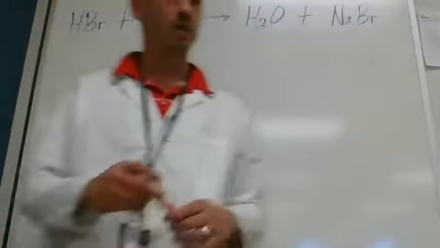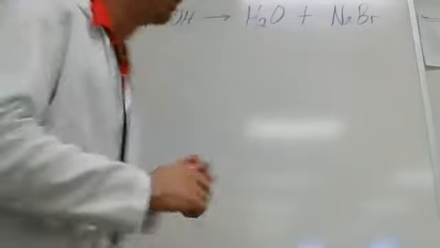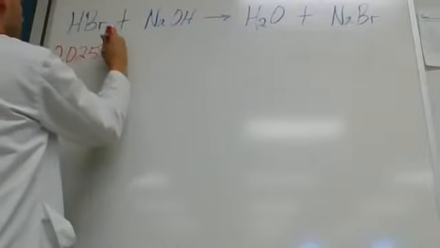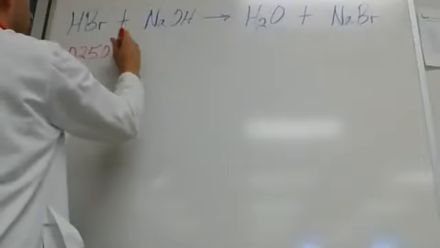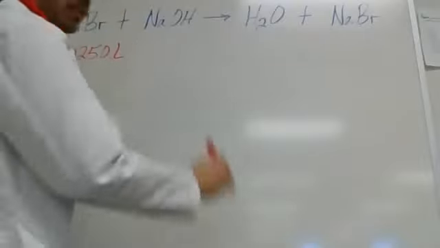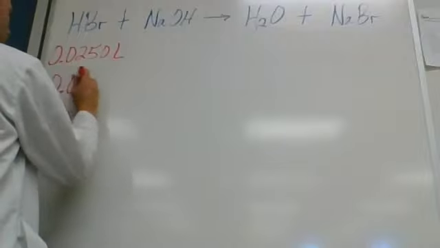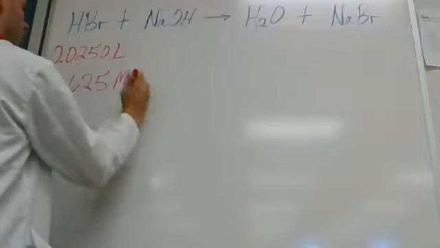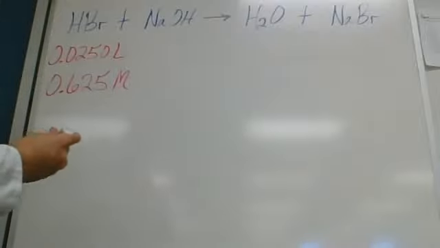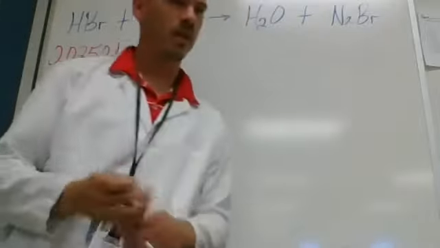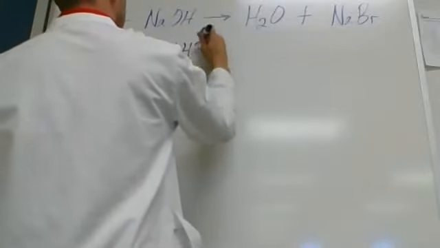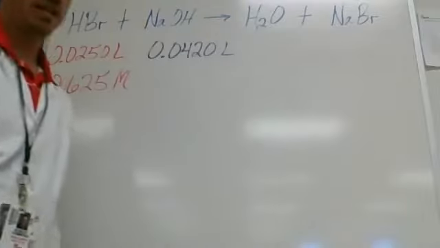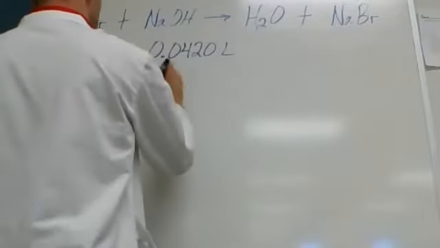Now, let's pull the numbers out. The acid is 25 milliliters, and that is at 0.625 molar. The base is 42 mils at 0.352 molar.